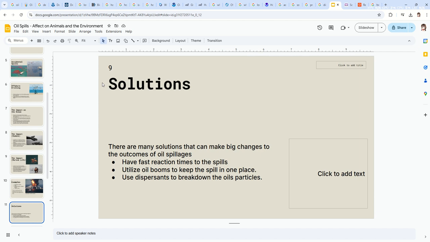As for solutions, people can work on having a faster reaction time to the problem. They could also use secluded things like oil booms. That way it'll condense the spot that the oil has been spilling from into one place. Another way is to use dispersants. That way you could break down the oil particles, making it easier to collect.